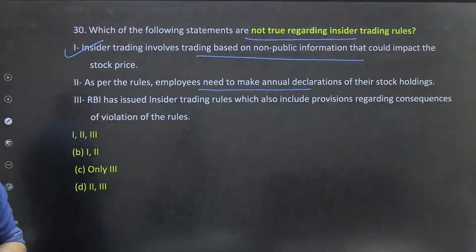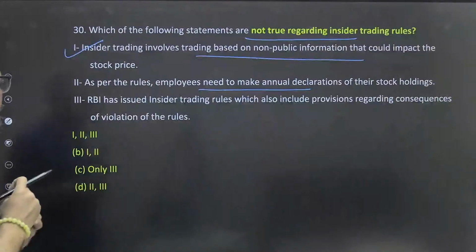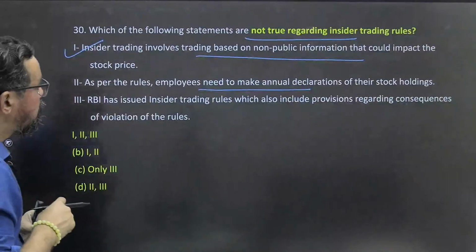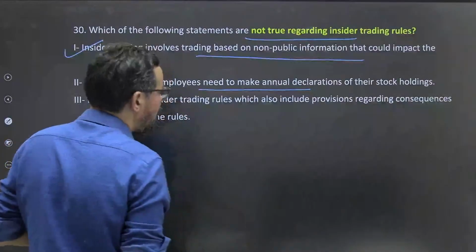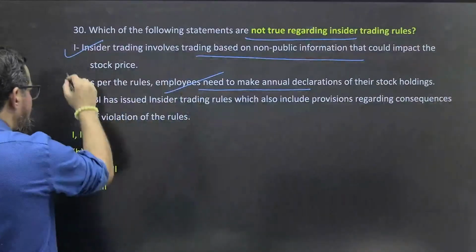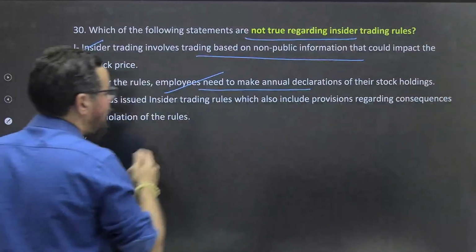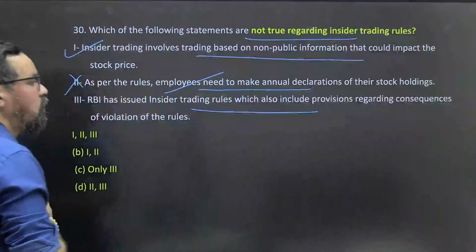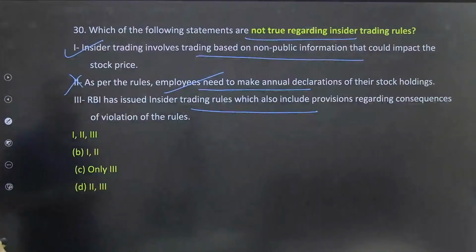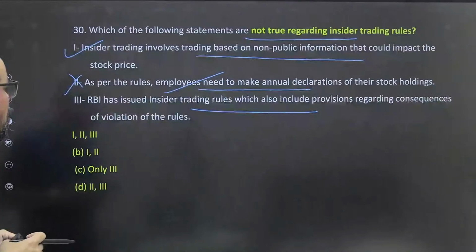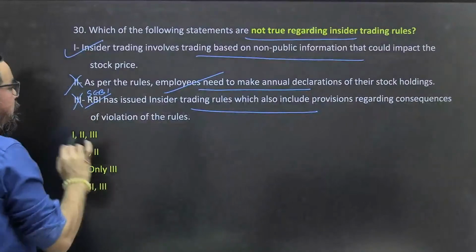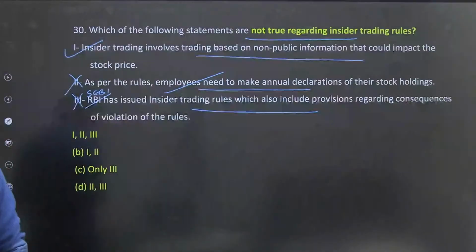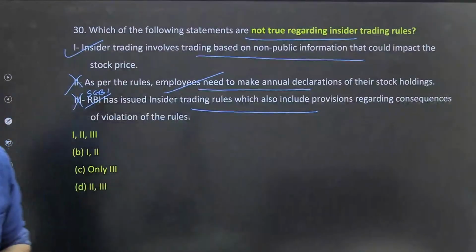Anyone who wants to comment on this particular one? As per the rules, employees need to make annual declaration. As such, there is no provision, what I can recall. This is wrong: RBI has issued insider trading rules, which also include provision regarding consequences of violation of the rules. It should be SEBI, not RBI. This is driven by SEBI, so insider trading is generally guided by SEBI itself.